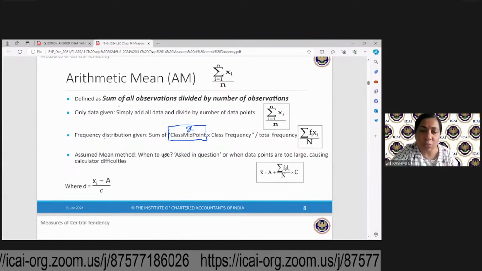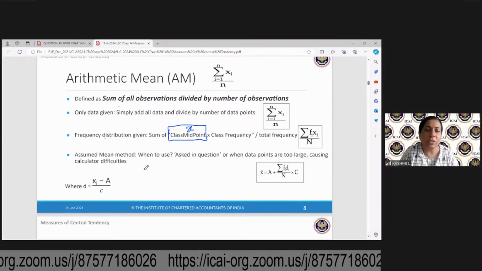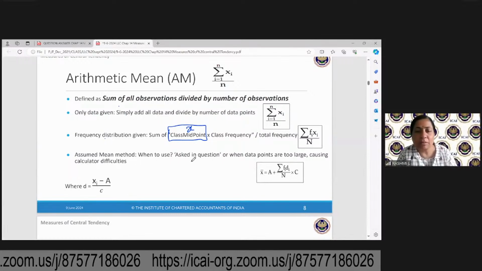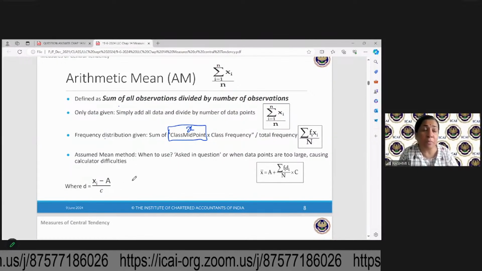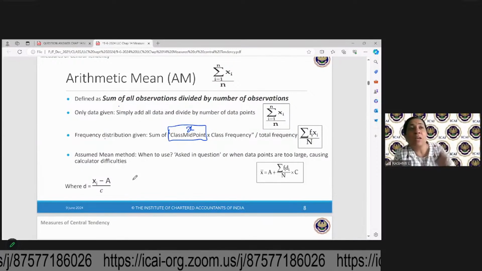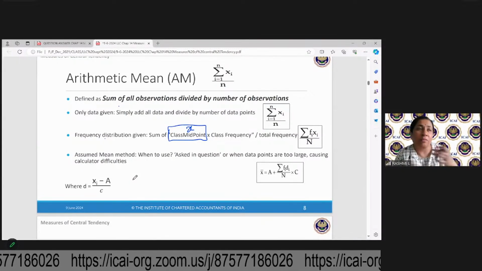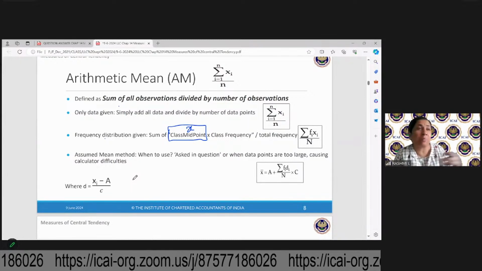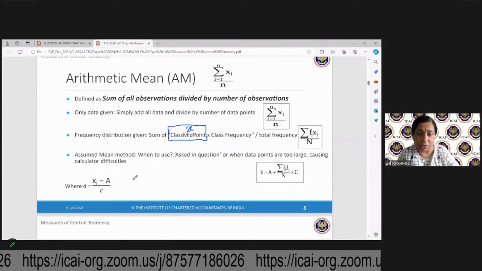Assumed mean method, when to use? When it is asked in the question or when the data points are too large, causing calculation difficulties. But see, even if they have given this, you could do this if it is simpler for you, but obviously you need place to write them down, take this thing, assume mean and then subtract, add. So it will be more of your choice rather than a compulsion. Okay.